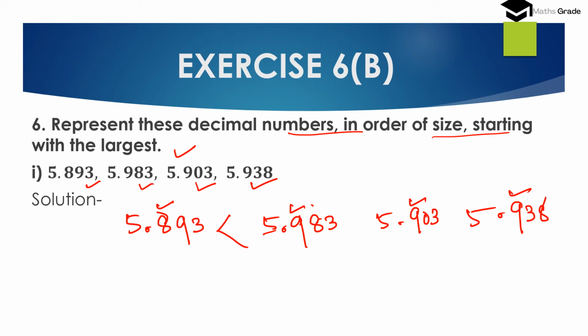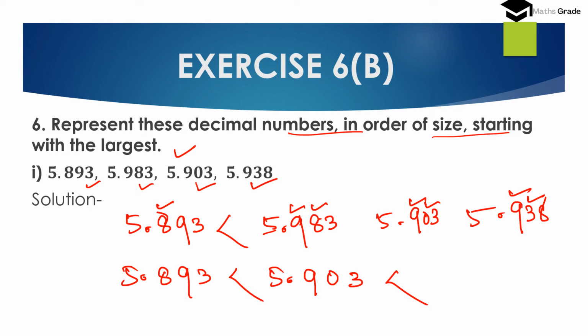Here the 100th place digit is 8, here 0, and here 3. So 8 is the bigger digit, then 3, and 0 is the lowest. After 5.893, this will be 5.903, because 0 is the lowest digit. Then after 0, this is 3, 5.938. Then after 3, 8 is the largest digit, so 5.983 is the largest decimal.